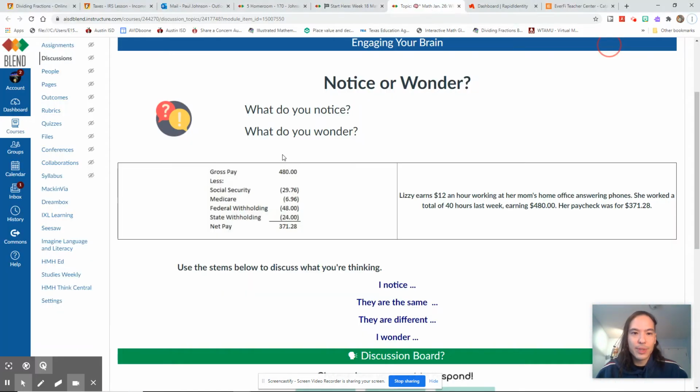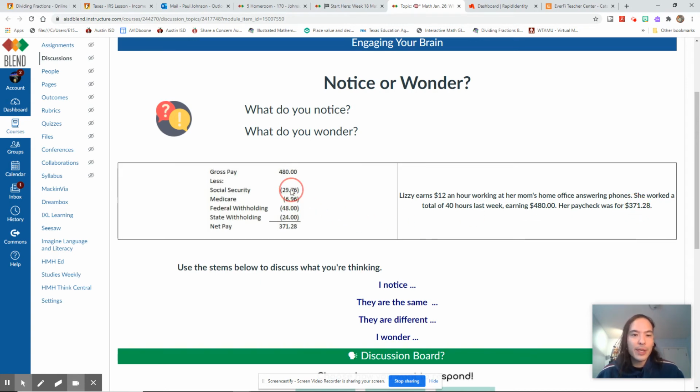So in this, we started with G, gross. We subtracted T, which were those four numbers, the taxes, and we ended up with N, our net pay. So I noticed that the word problem represents the numbers on the left side. They are the same because they use the same gross income and net income. They are different because on the word problem, they don't talk about the taxes. They just tell you that she earned $480 but got paid $371.28.